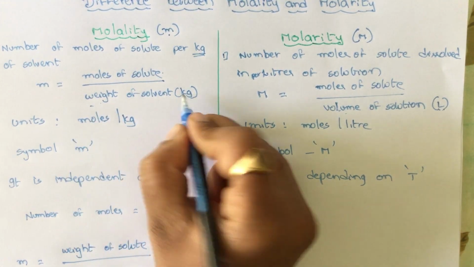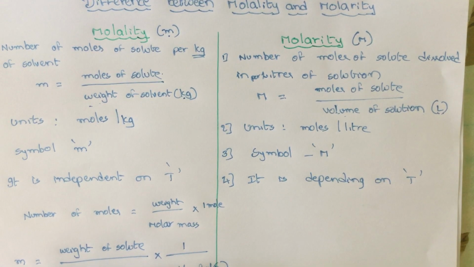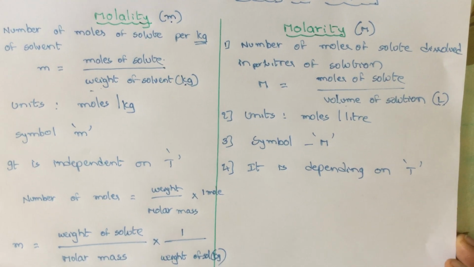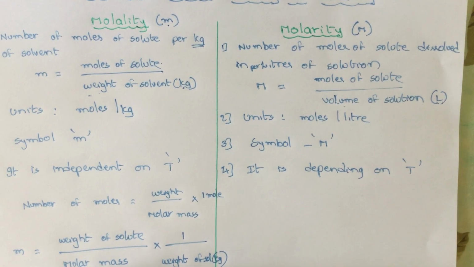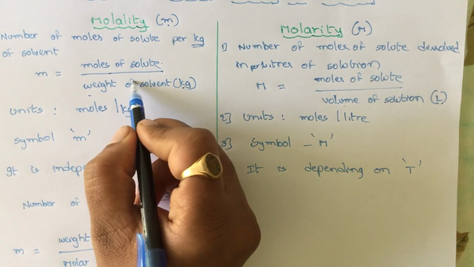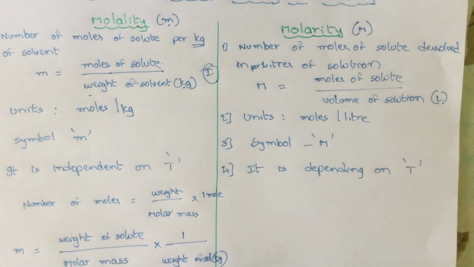And what else we have? Weight of solvent in kg. Okay, even we can use this formula to calculate molality of a substance. Whenever they give weight of the solute, you can use directly this formula. When they give moles, you can use this formula. This is first one and this is second one.